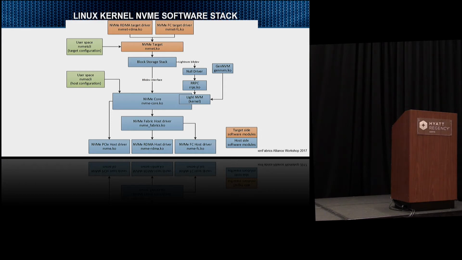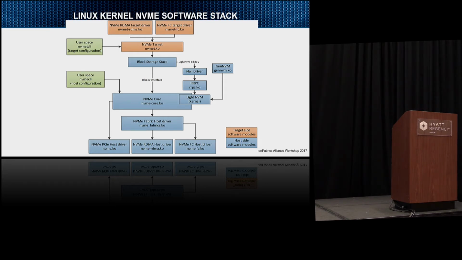So the bottom is your NVMe core layer, which has a Fabric driver. The NVMe core layer is again generic, agnostic to any Fabric, including PCI. It directly talks to PCI because that's the native interface. And underneath, it goes to the Fabric host driver so that any other Fabrics that need to be supported can be further extended down.